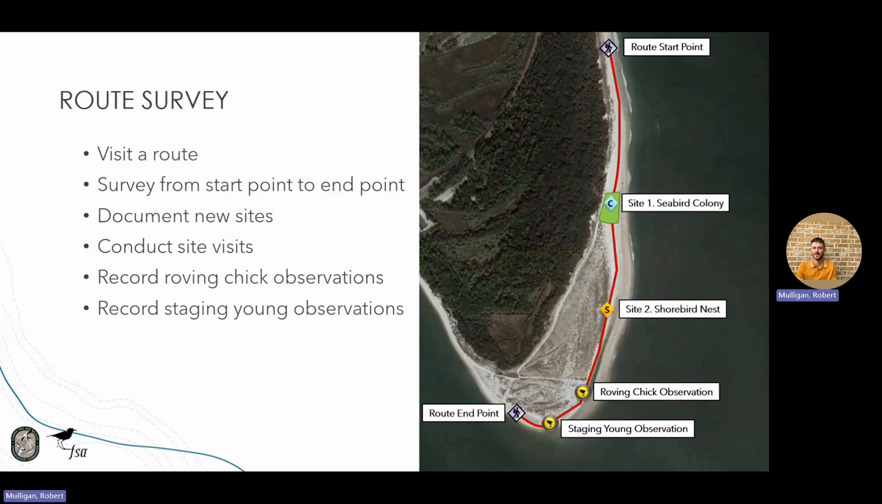Sometimes you may conduct a route survey and not see any sites, roving chicks, or staging young. You may not see any breeding adults or chicks at all. This data is still important to collect and sometimes is referred to as zero data. It's important data too because it tells us where the birds are not breeding.